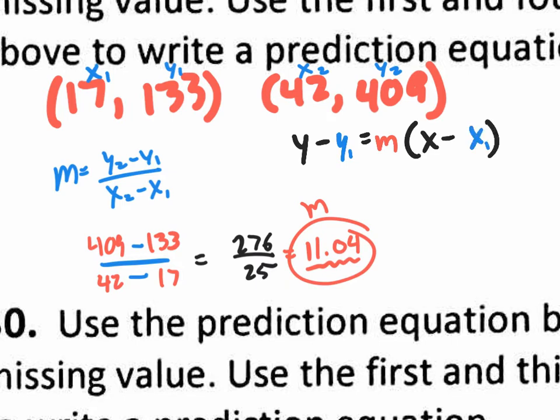Okay, so let's plug in our y1 value, which happens to be 133. So we're going to have y minus 133 equals m, we know the m value is 11.04, open parentheses, x minus x1. We know that the x1 value is 17, so we'll put a 17 right in there. Close parenthesis.